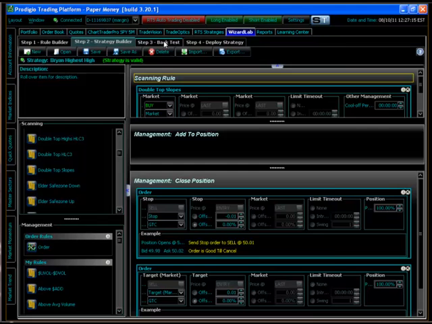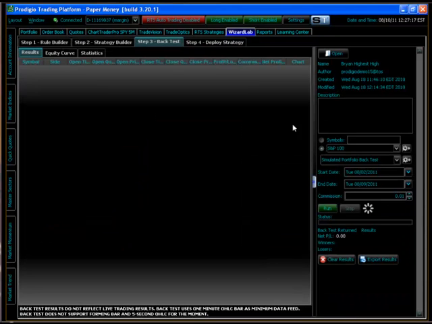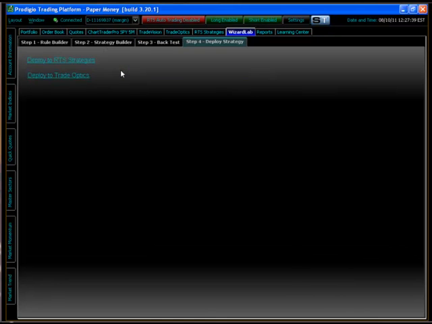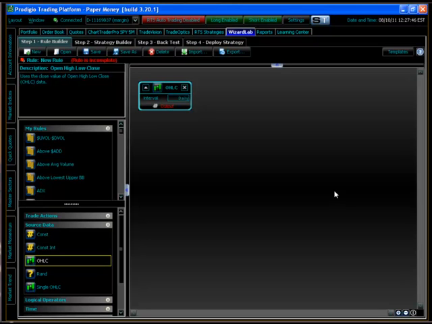Now, just really briefly, Wizard Lab features a backtesting system, and you can take your strategy that you had built and run a backtest on that strategy. So here I initiated a backtest. That actually ran a backtest over the past week on this particular strategy, and it showed me my results, and you can chart these results, etc. There's a backtesting system, and then when you're ready, you deploy the strategy to, as I explained before, RTS strategies or trade optics. Let's get back to the rule builder.